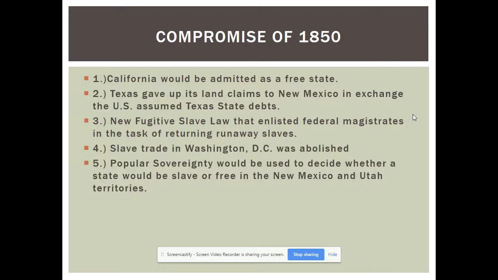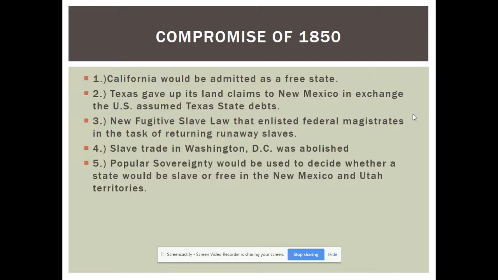But they were actually trading slaves in Washington, D.C., which is bordered by Maryland and Virginia, which are slave states. There wasn't a whole lot, but there still were slave auctions that took place in the nation's capital. And so the slave trade is completely abolished in Washington, D.C. So that benefits the North. So the North gets California as a free state, and the slave trade is abolished in D.C.